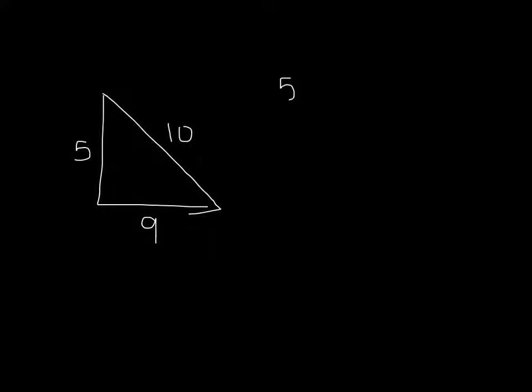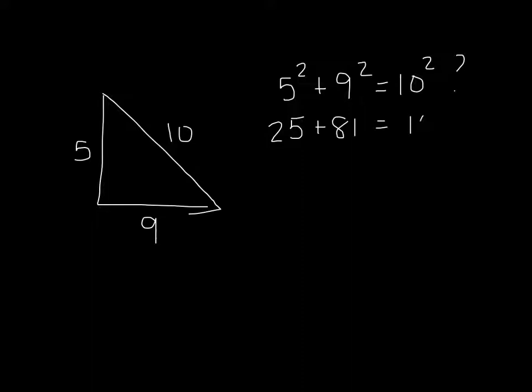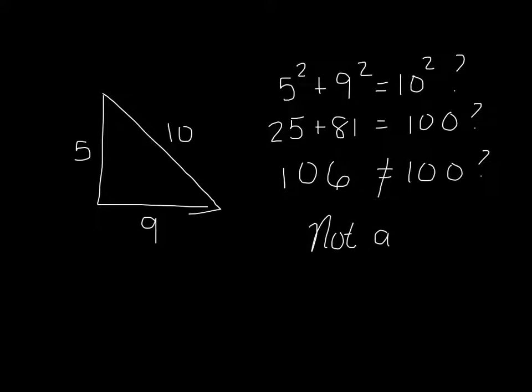Most times, it actually will not work out. So just to show you, let's say this is 5, this is 9, and maybe this is 10. We're going to look at this and say, does 5 squared plus 9 squared equal 10 squared? 25 plus 81, when I add these two together, I am going to end up with 106. Does that equal 100? No. So this is not a right triangle.